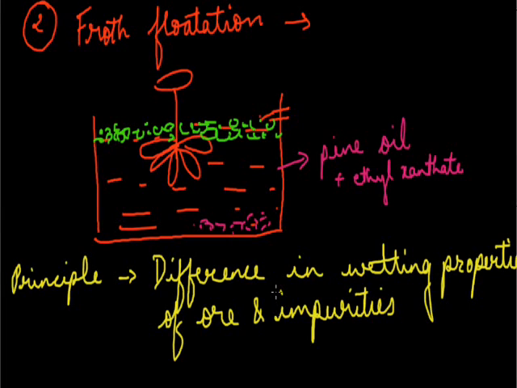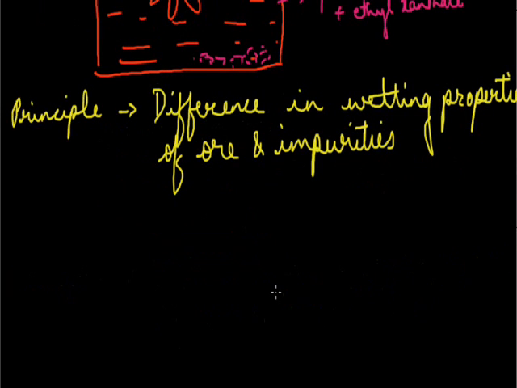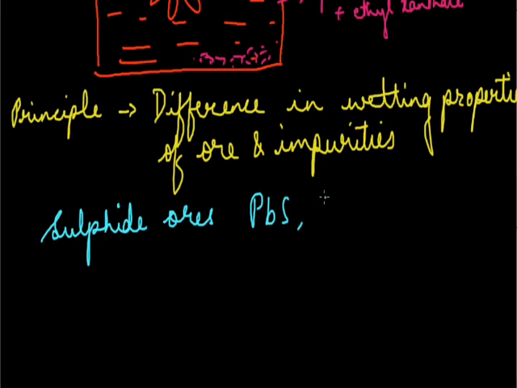Now, which type of ores will be separated by this method? The types of ores which you can separate are sulfide ores, such as PbS, CuS, FeS. This was the method for the separation of sulfide ores, in which the impurities will get separated from these ores. Next is magnetic separation.